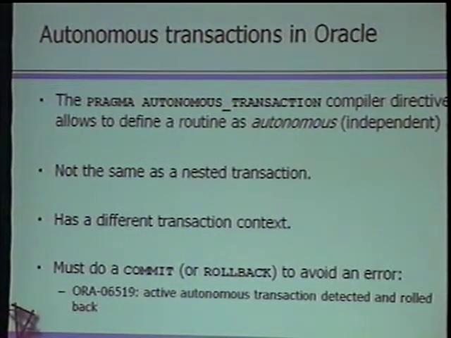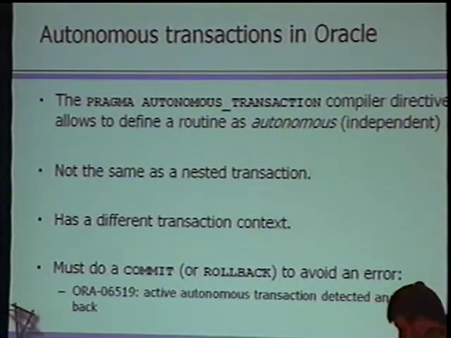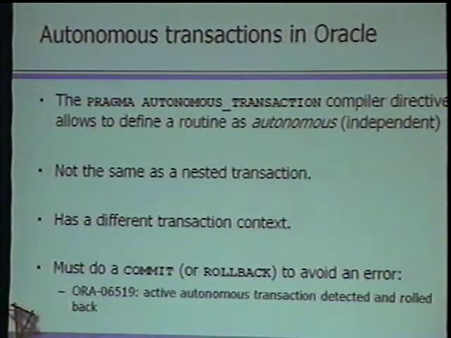We will now see the autonomous transactions in Oracle, and how we can use them to avoid those problems. The compiler directive pragma autonomous transaction allows us to define a transaction as autonomous, completely independent of the transaction where the vulnerable PL/SQL code is. It is not the same as a nested transaction. It has a different transaction context. That's why you must do a commit to avoid an error.